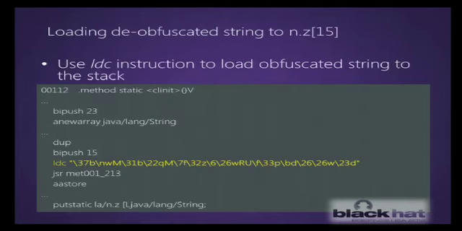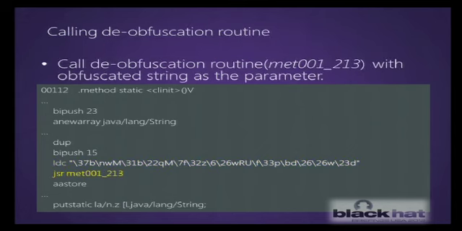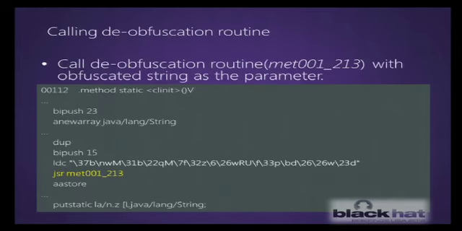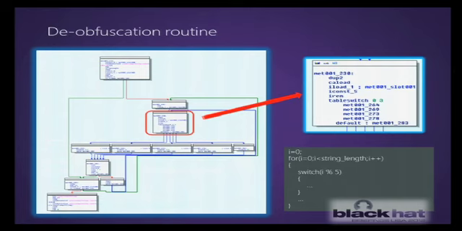G15 is actually coming from here. LDC is just loading this string to the stack, and after that it's calling this method, MET001-213, this subroutine. So it's just pushing this string and calling this routine. So let's look at this routine. After calling this routine, it's assigning the value to this NG15. So it's easy. This one is the actual de-obfuscation routine. You can actually use IDA to see this graph. The first basic block is actually doing some kind of switch statement.